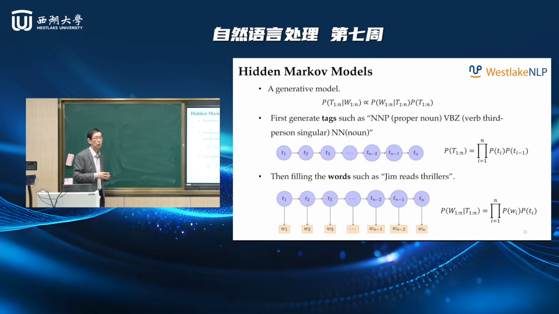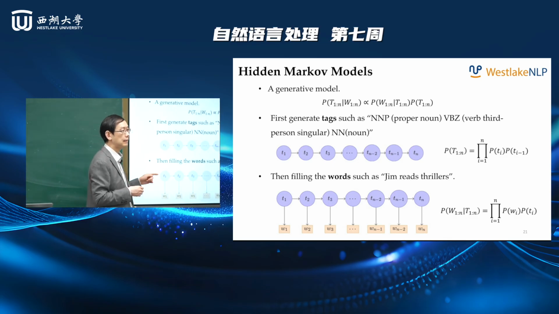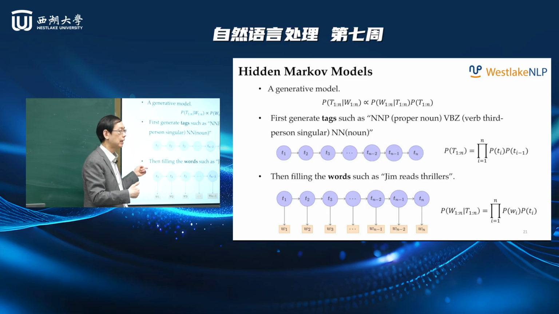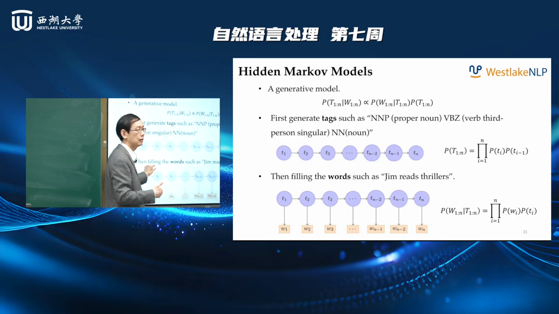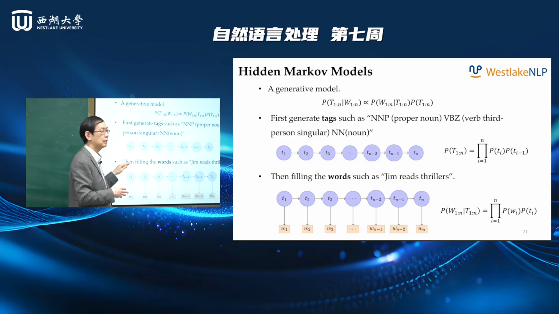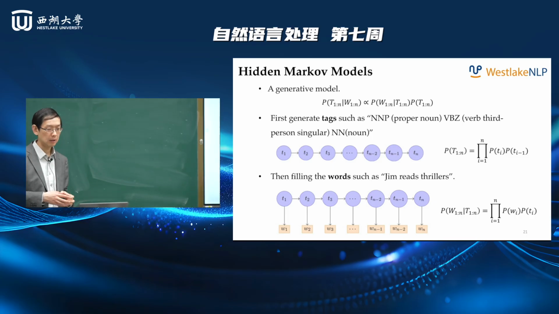But why is it called a hidden Markov model? The idea is the input is a word sequence, right? So you see the word sequence. You don't see the tag sequence. You want to predict the tag sequence. The tag sequence is the Markov chain, right? Every tag is dependent on the previous tag. So the tag sequence is hidden and it's a Markov chain. So that's a hidden Markov model, okay? HMM.